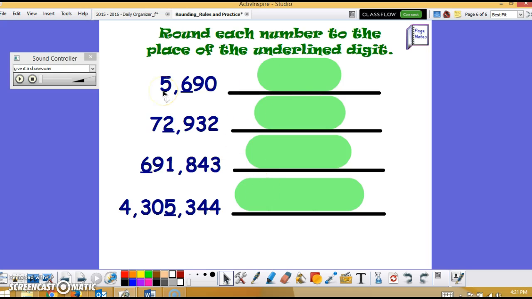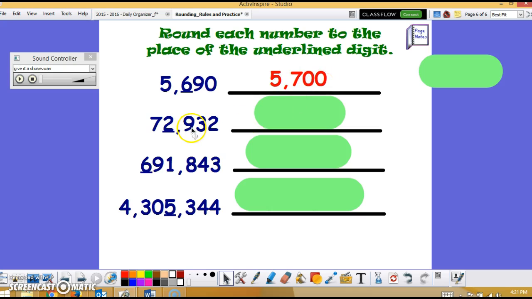If you want, continue to try these problems. First, try 5,690. Press pause to check your answer after you're done. Now that you've completed the problem, press play to reveal the answer. When rounding this to the nearest 100, you get 5,700.